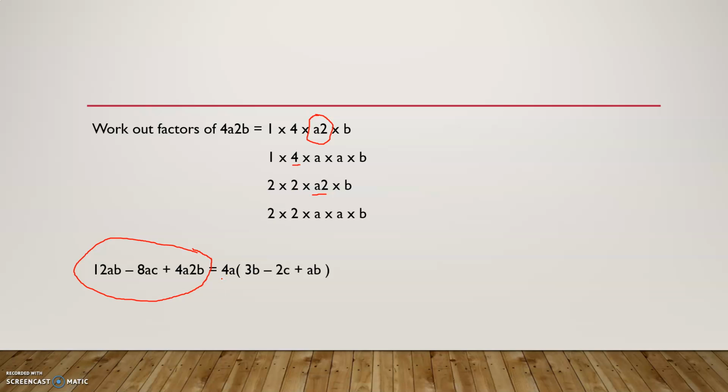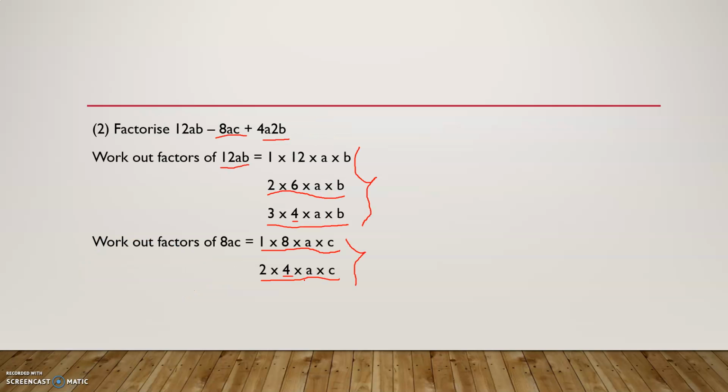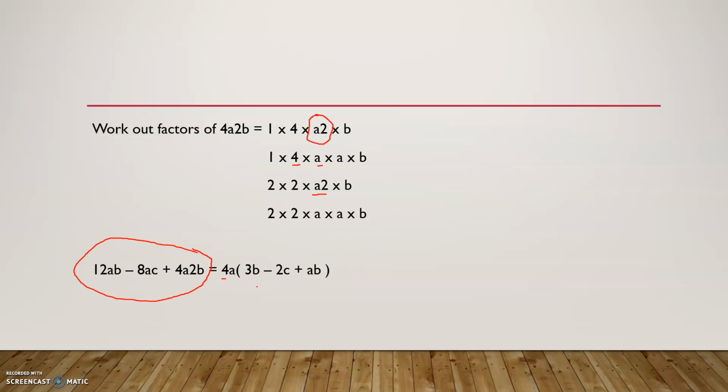So we take the 4 out, and then we go a on this one, a on this one, and a on this one. So a is a highest common factor as well. So we take the 4a out. Now we have to do division. So 4 goes 3 times, so that's 3, and then if we divide a by a, that would be 1, so we are just left with b.